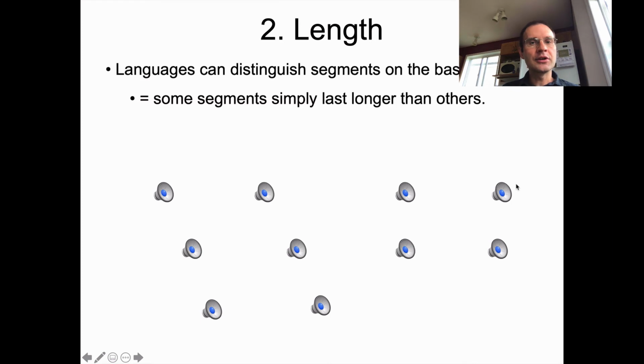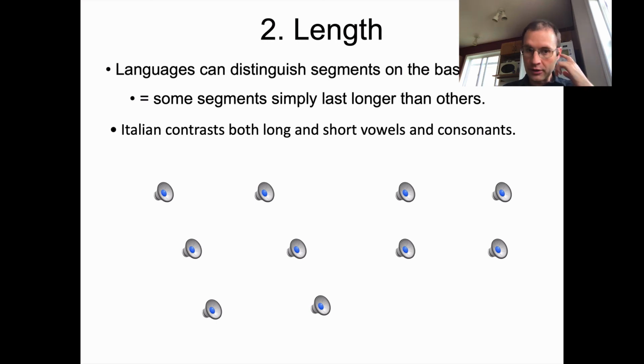Okay, length or duration. So languages can distinguish segments on the basis of length, which is where some segments are simply going to be longer than others. We don't do this contrastively in English, so the examples I'm going to give you are from other languages.